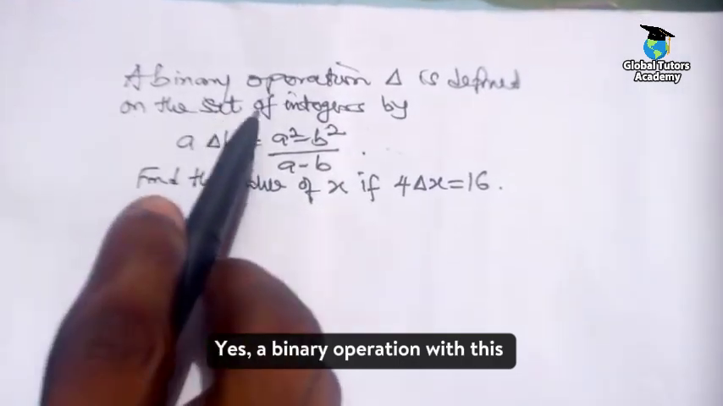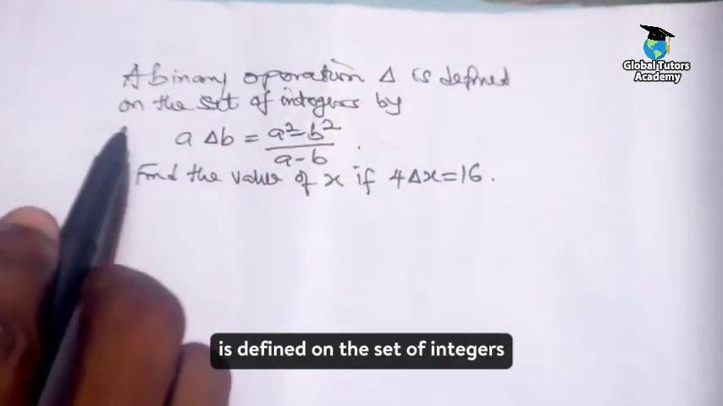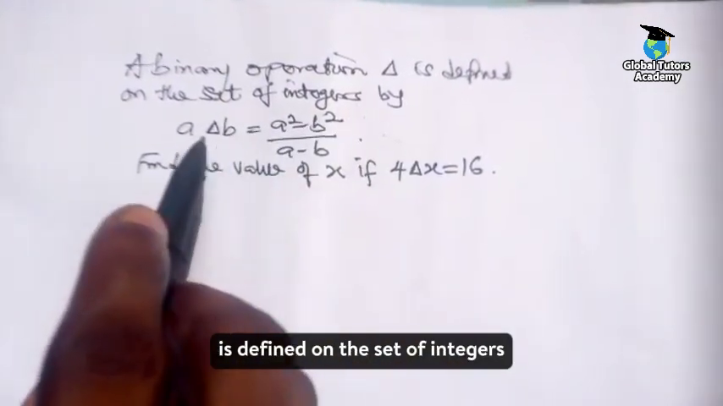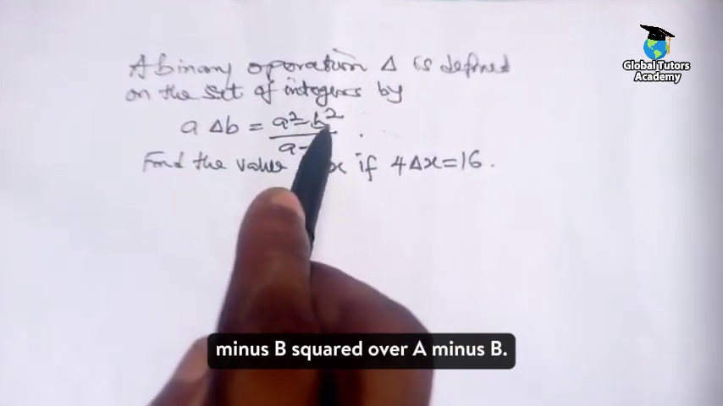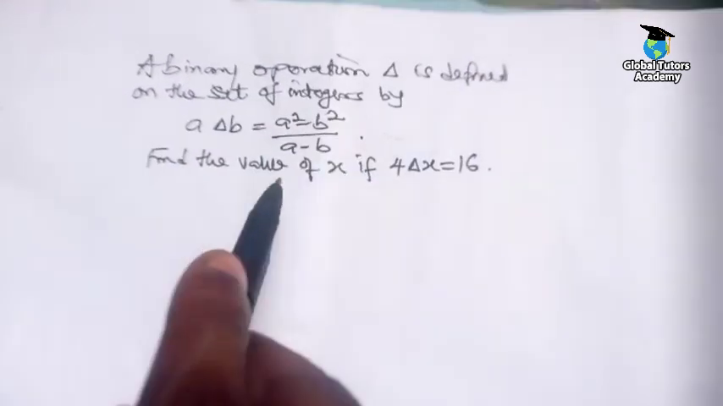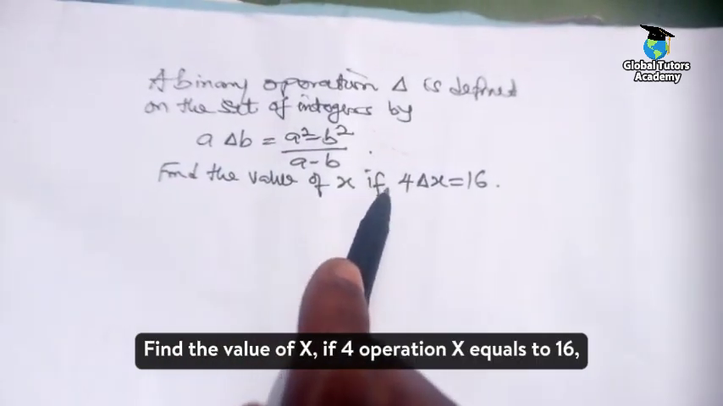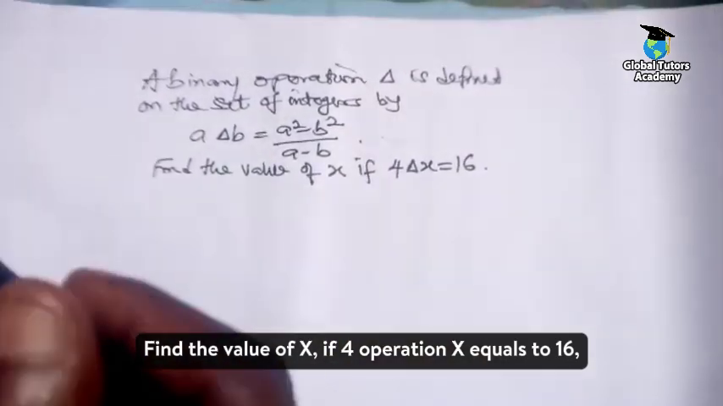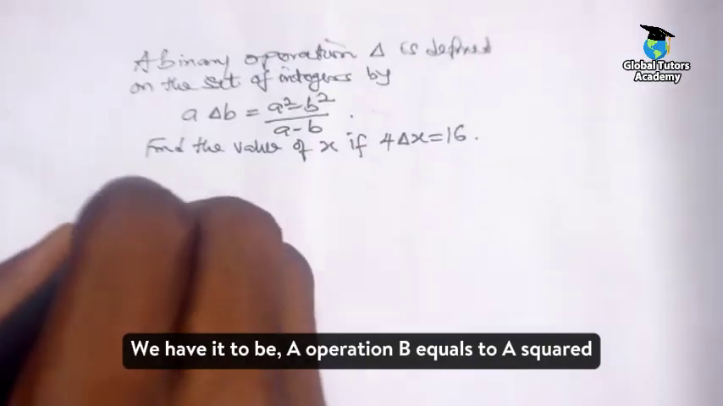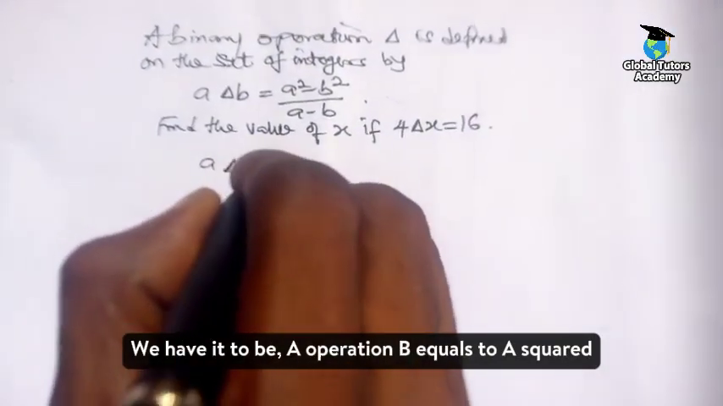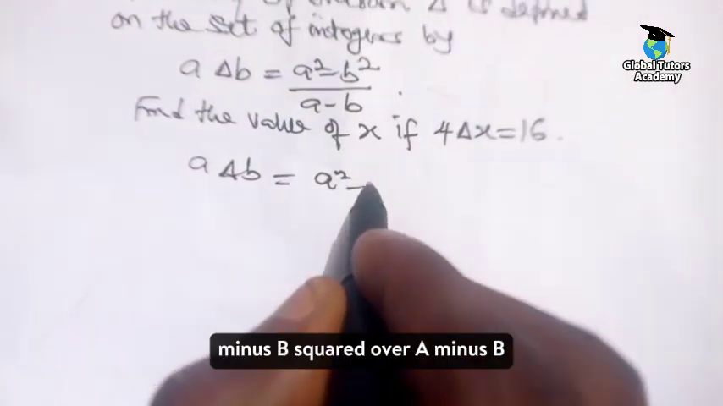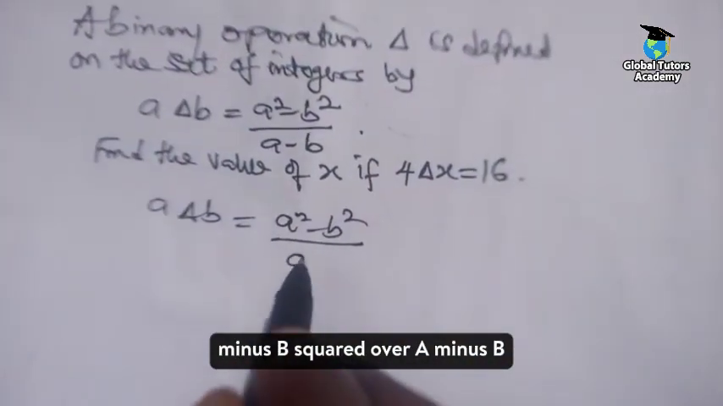A binary operation is defined on the set of integers: a operation b equals a squared minus b squared over a minus b. Find the value of x if 4 operation x equals 16. So how do we tackle it? We have a operation b equals a squared minus b squared over a minus b.